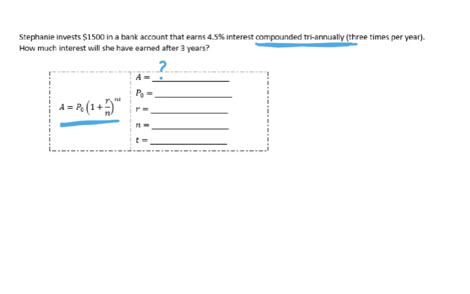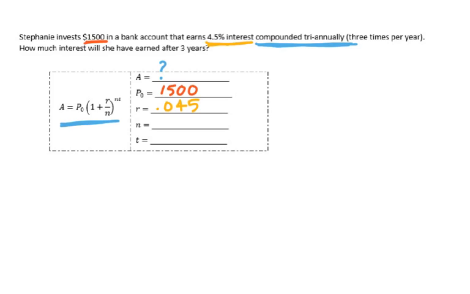Now let's look at the information that we are given. We're told that she invests $1,500. So that is our P value, our initial amount. We are told that she earns 4.5% interest. So our R value is 0.045. Remember, make sure you are converting from a percentage to a decimal.